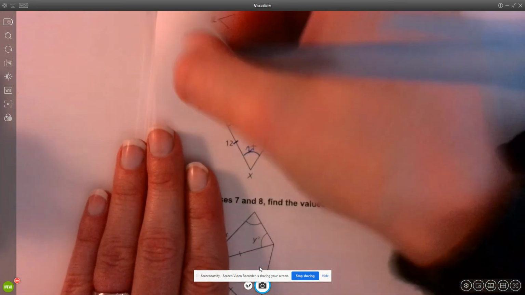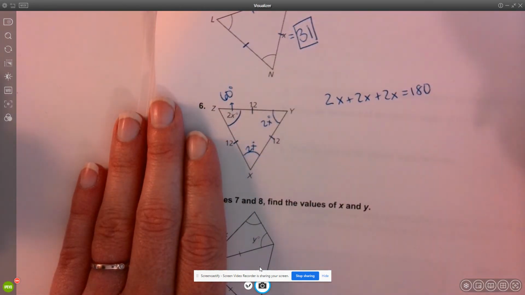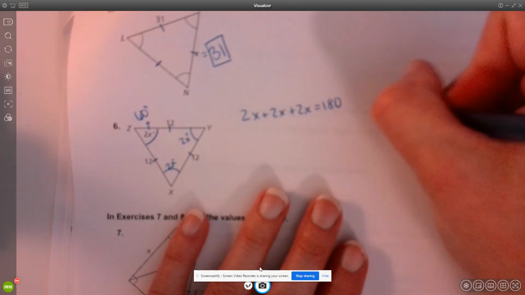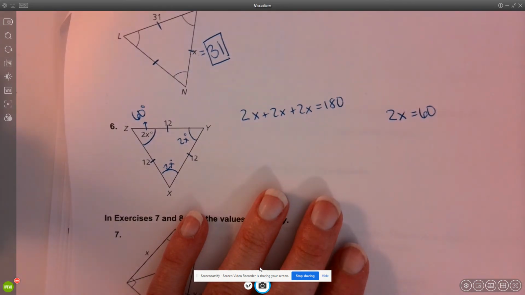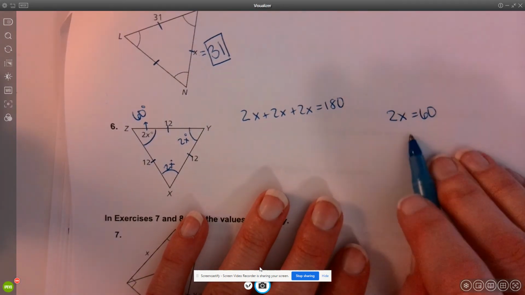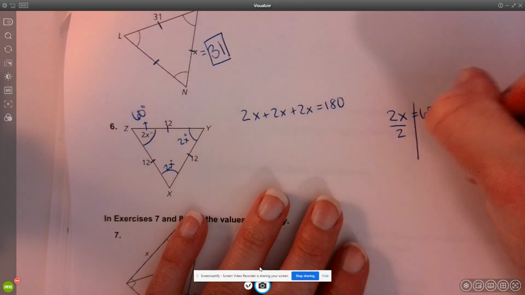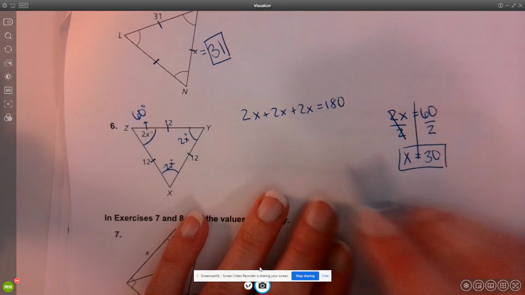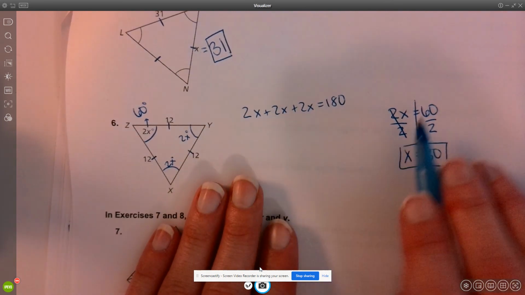So that means this 2x degree angle has to be equal to 60. That's another equation I could use to solve. 2x degrees has to be equal to 60. I like this equation much better than this one. I'm going to go ahead and solve this. I'm going to divide both sides by 2, and I get x is 30. You would get the same answer using the fact that all 3 add up to 180, but this is much quicker.